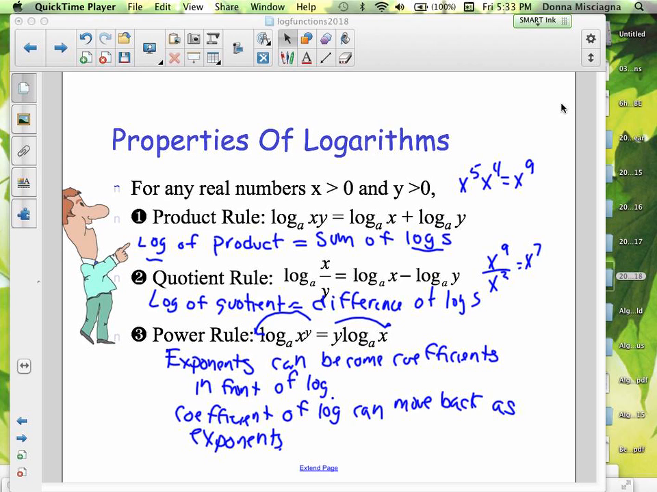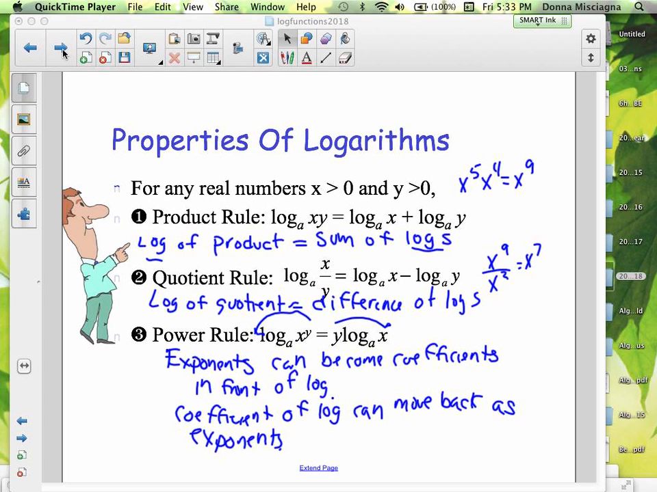And finally, the power rule. Exponents can become coefficients in front of a log, and coefficients of a log can move back as exponents, right? Because a log is an exponent. That's all it is. When we're answering a log, we're answering what exponent. So we have an exponent raised to an exponent. What do we do if we raise a power to a power? We multiply the exponents. Those are our three properties that we learned about.